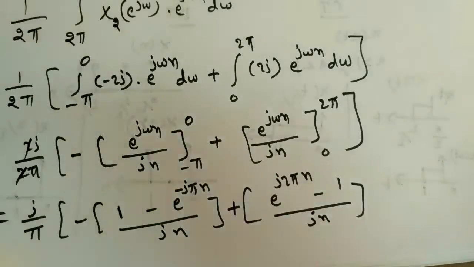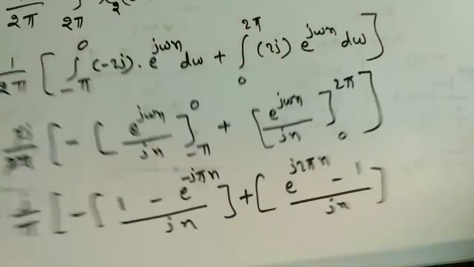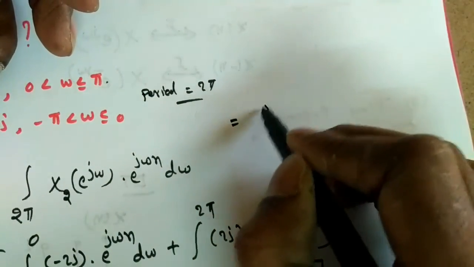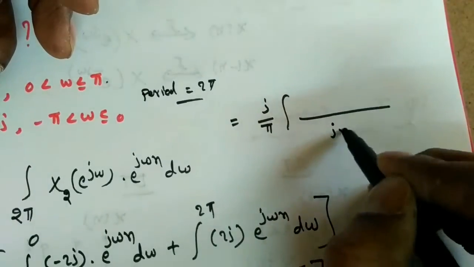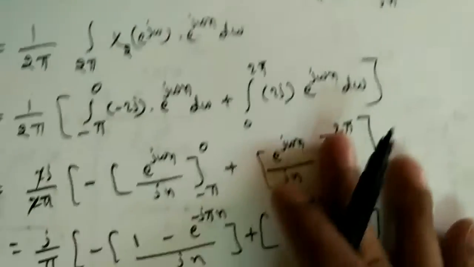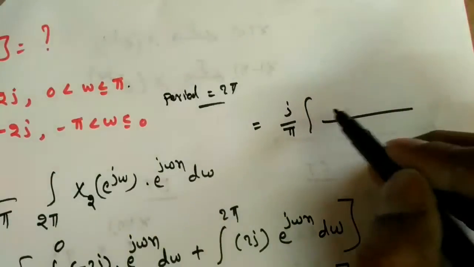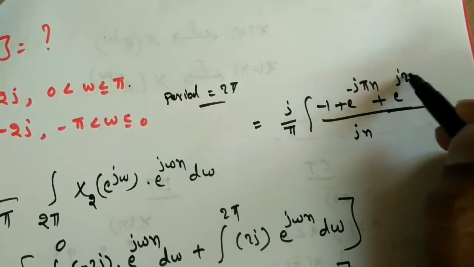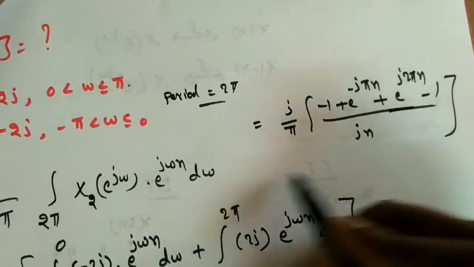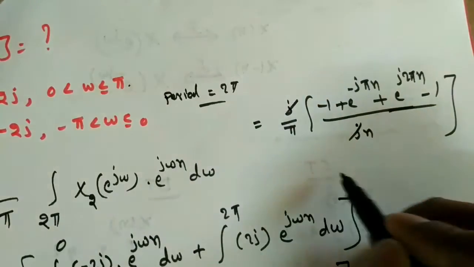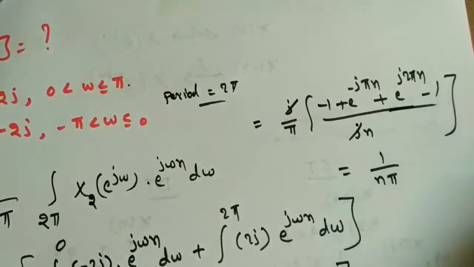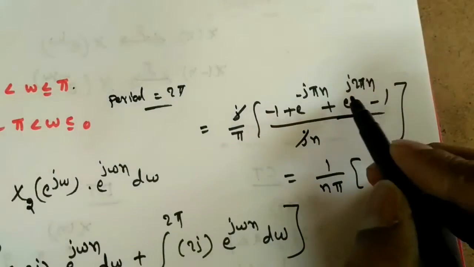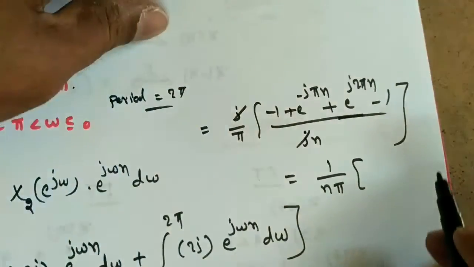So we need to simplify. If I take j n common, so I'll take j by pi, and the overall j n is common, right? So see here, minus of 1 minus, so we'll get minus 1 plus e power minus j pi n plus e power j 2 pi n minus 1. So what is this? Again j will be cancelled, so this will become 1 by n pi into, now what is this j 2 pi n? So it's always 1. Do you agree?